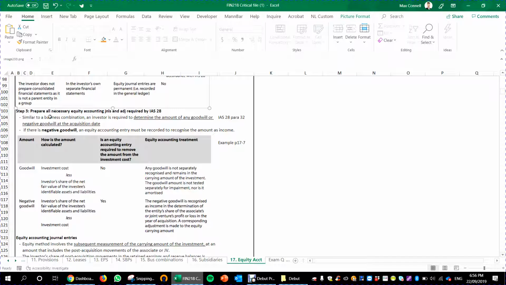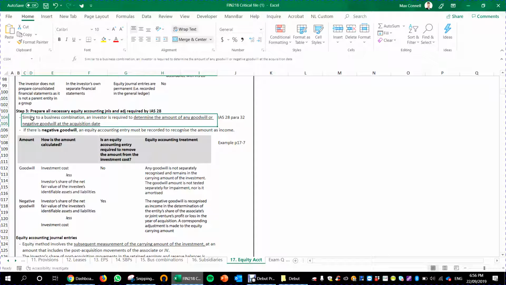Okay, so prepare all necessary equity accounting journals as required by IAS 28. Similar to a business combination, an investor is required to determine the amount of any goodwill or negative goodwill at acquisition date. So if there is negative goodwill, an equity accounting entry must be recorded to recognize the amount as income.